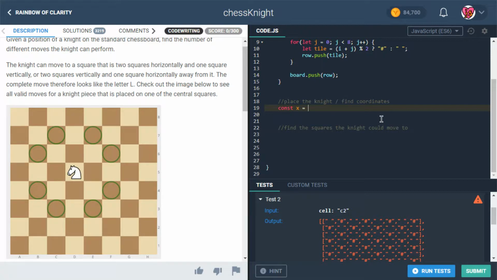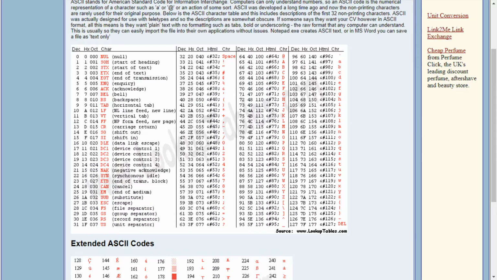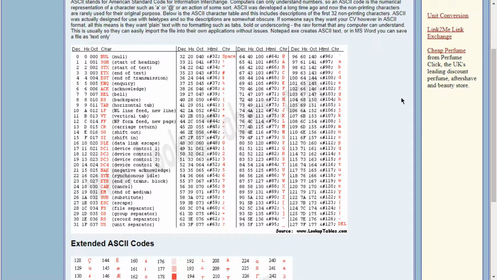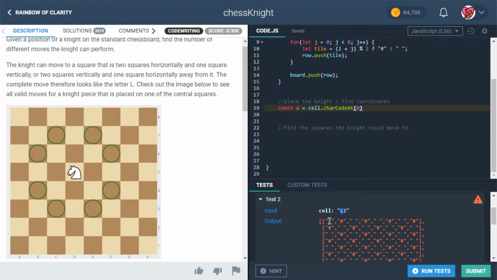Well, first of all, it's going to be cell.charCodeAt(0). We want to know the character code, or like the ASCII code, if we're looking at this table again, of the first character, or of the 0th character, technically. So if it's C2, it's going to say, okay, what's the ASCII code of this character? It's a C, so that would be a 99. And we want to subtract from that the character code of a, which is 97, so that would give us 2, and row 2 is what we want, or the row with index 2 is what we want.